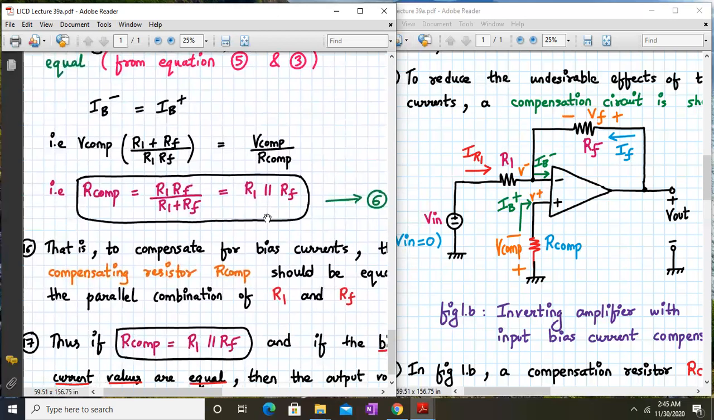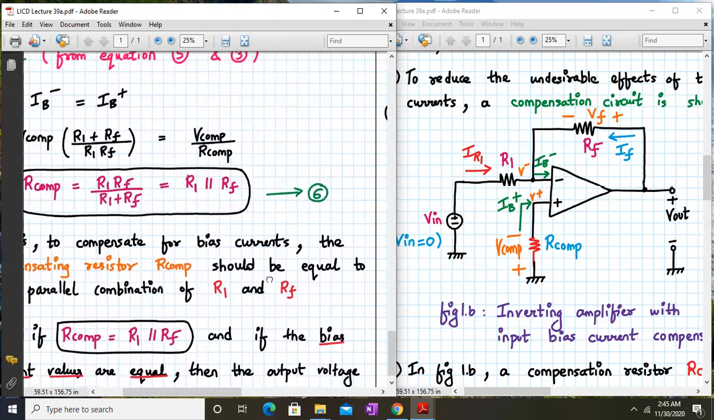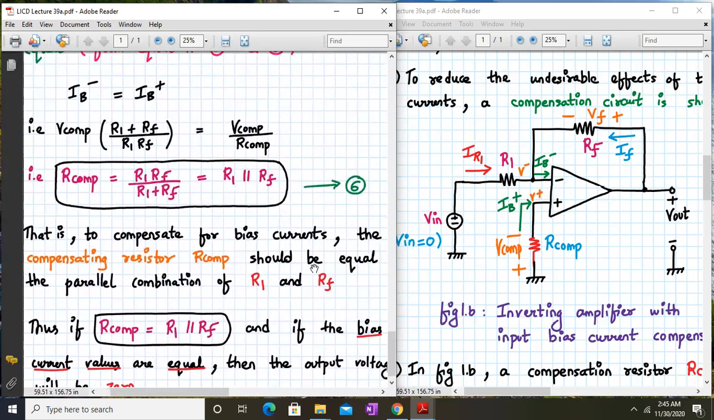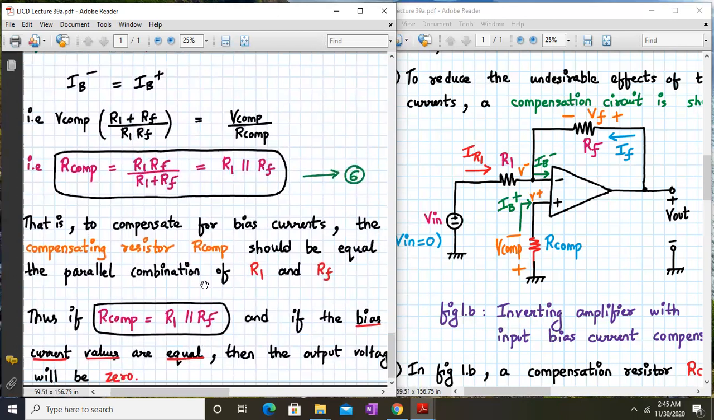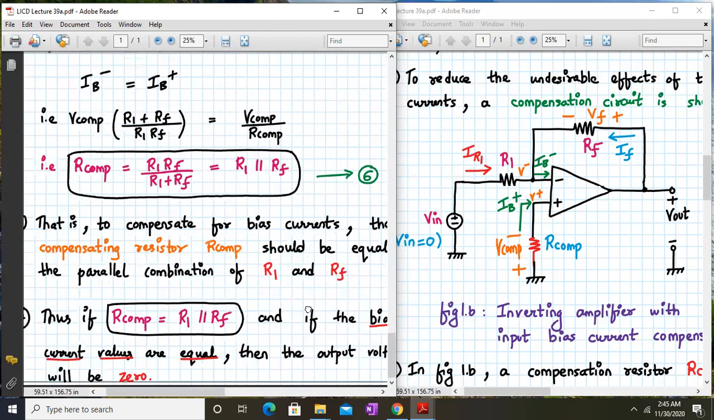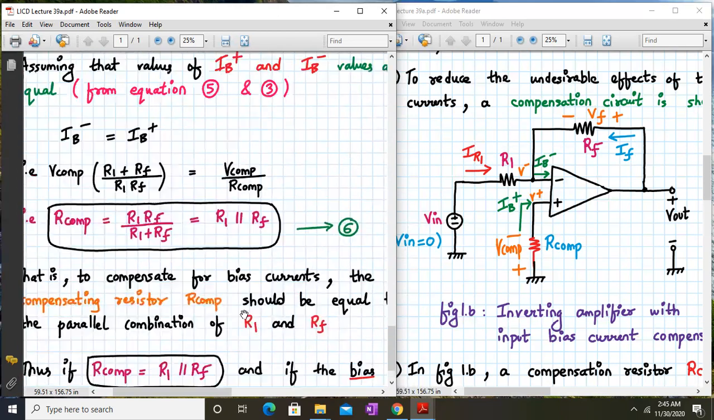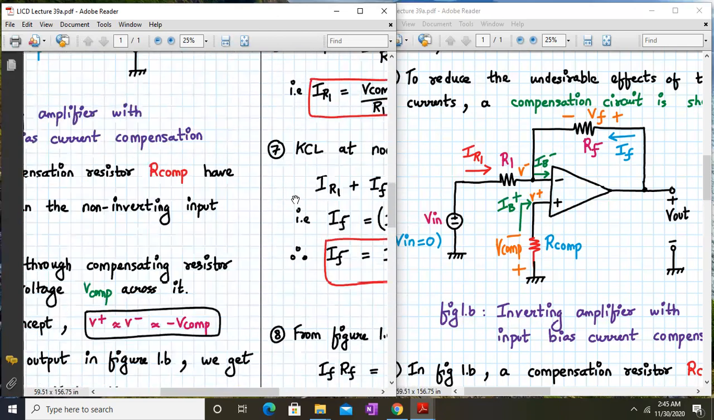So this is done to compensate for bias current. Now the compensation resistor RCOM should be equal to the parallel combination of R1 and RF. Thus if RCOM is equal to R1 parallel to RF, and if the bias current values are equal, then the output voltage also will be 0. Okay. So now let us go back to our work.